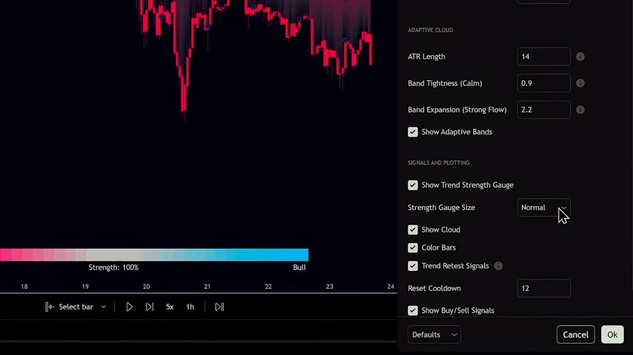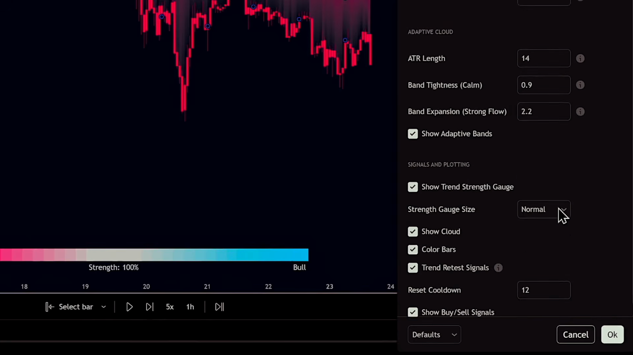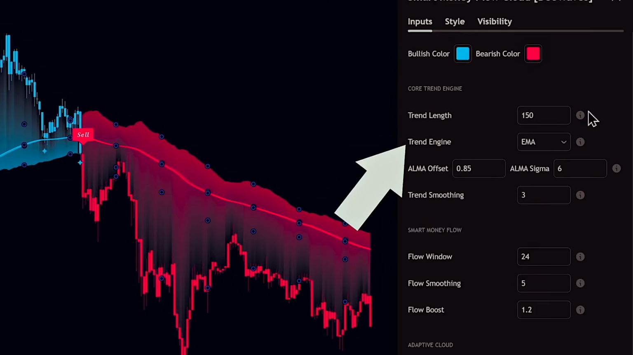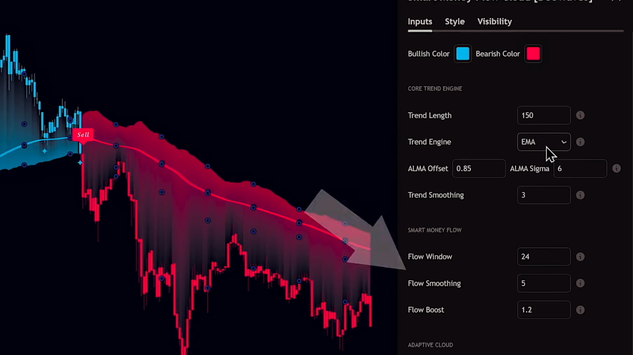Everything else in the settings is optional customization. But here's what matters conceptually so you understand what you're changing if you ever tune it later. The trend engine controls how the baseline is smoothed. Flow settings affect how stable the money flow reading becomes. ATR settings determine how tight or wide the adaptive boundaries are.